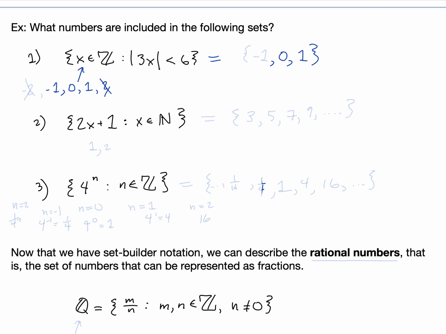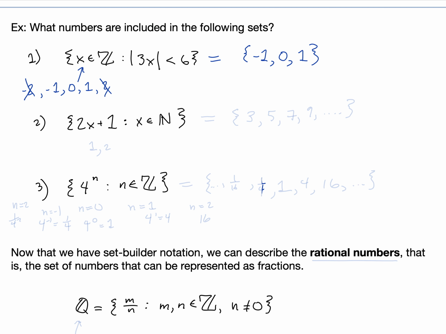3 times negative 1, negative 3. The absolute value of that is 3, which is less than 6, so negative 1 is in this set. And what about if we plug in negative 2 for x? Then 3 times negative 2, negative 6. The absolute value of that is positive 6, which again is not strictly less than 6. So this is the entire set. Those are the elements that are described by that set in set builder notation.